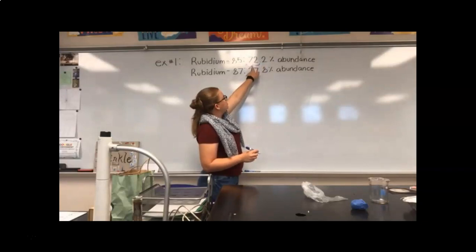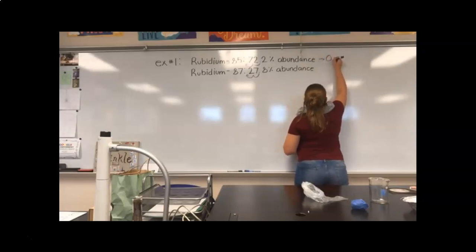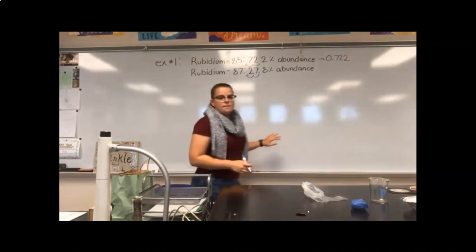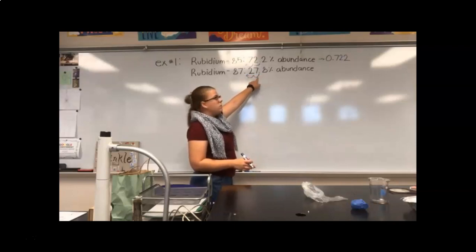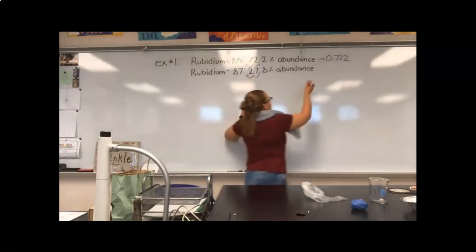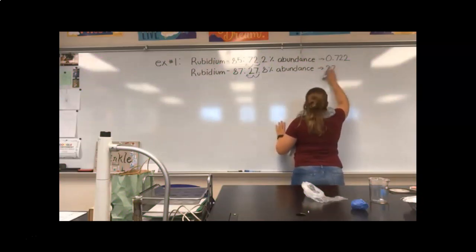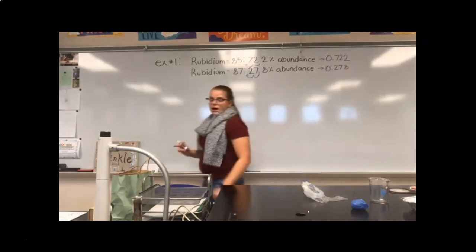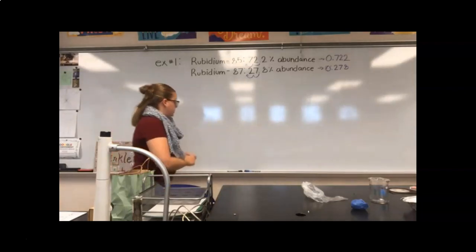So 72.2%, moving the decimal twice to the left, you're going to get 0.722. Okay? And then we have 27.8%, moving the decimal place twice to the left, you're going to get 0.278.